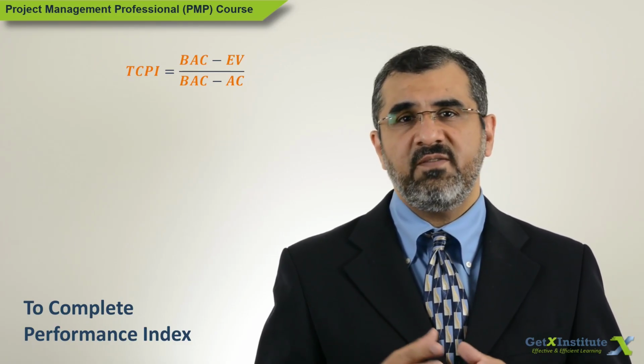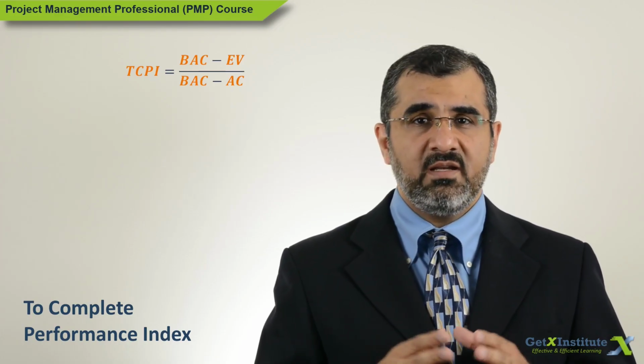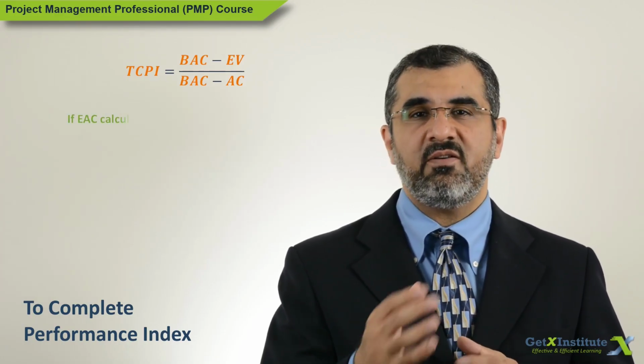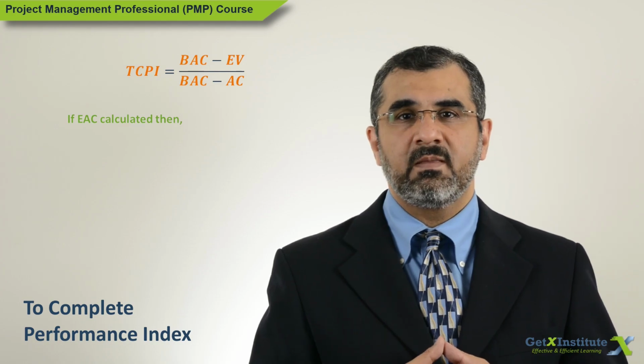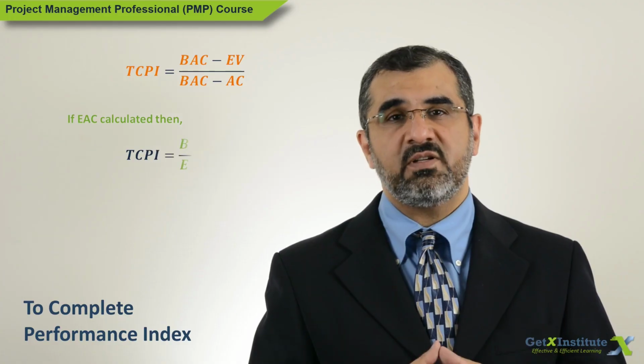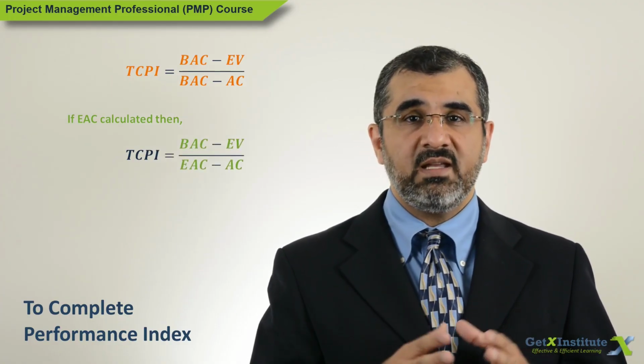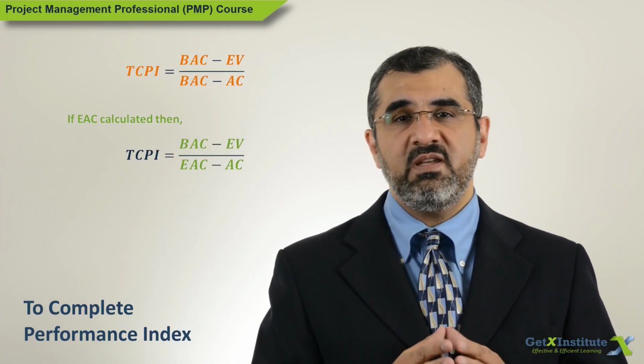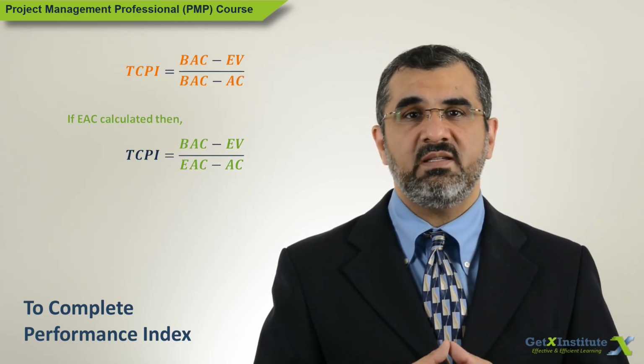One other thing, if EAC has been calculated, it can also be used to find out TCPI, the required efficiency to complete the work with the forecasted total spend. So TCPI in that case will be (BAC minus EV) divided by (EAC minus AC).